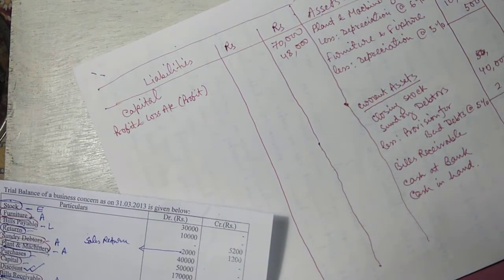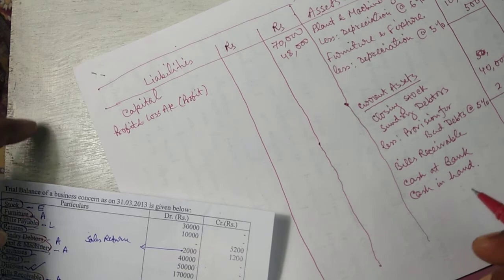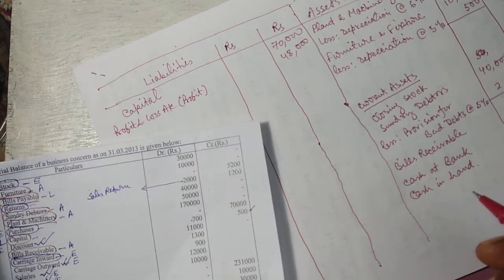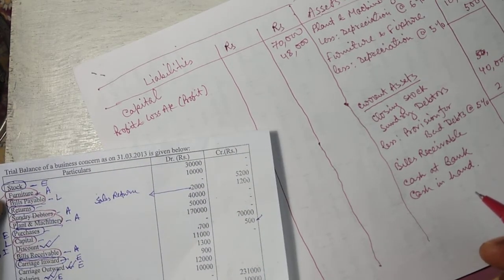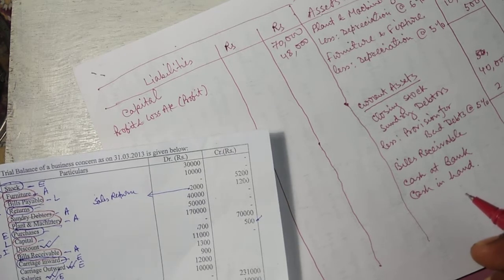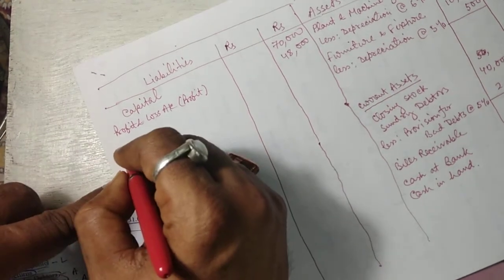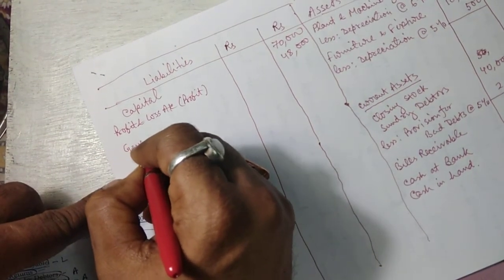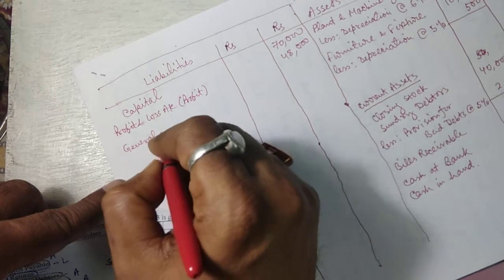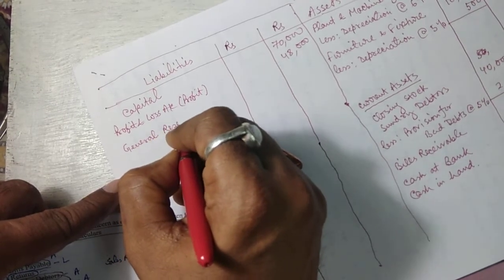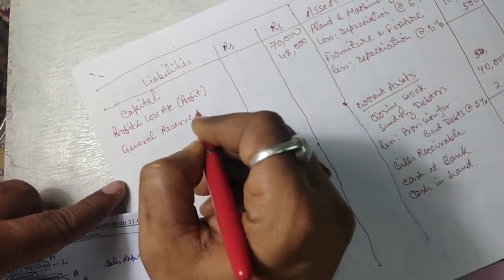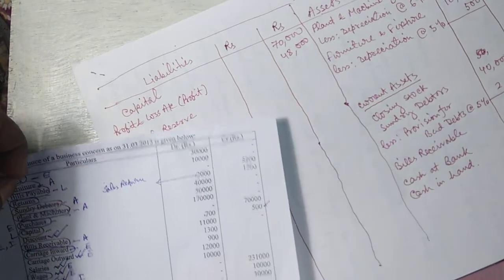Next, general reserve. What is the balance of general reserve? Now see, general reserve has a balance of 10,000.